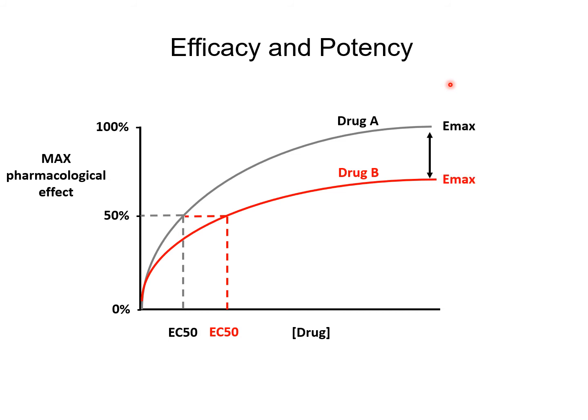The maximum efficacy of each drug is represented by the Emax, at which we assume that all the receptors are occupied by the drug, and higher concentrations of it don't produce larger effects. So in this example, drug A is not only more potent, but it's also more efficacious. We see here that the EC50s represent potency, while the Emax represents efficacy.